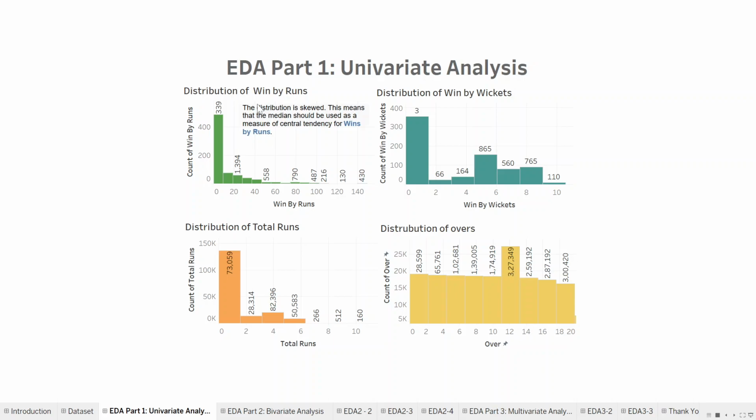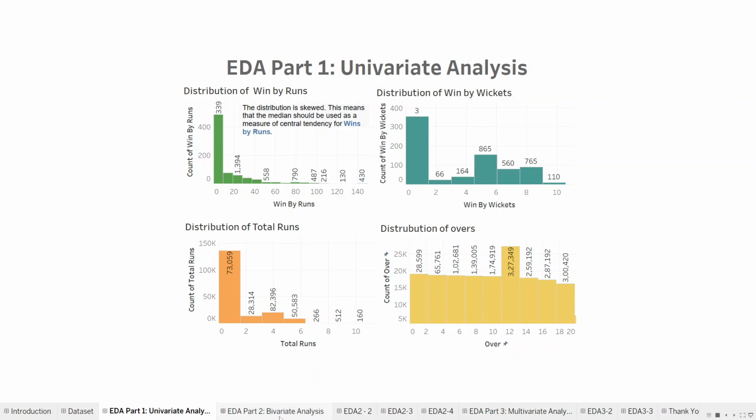So the first one is distribution of win by runs. So here you can see that I have analyzed it with the histogram, and I have observed that the distribution is skewed here. And this means that the median should be used as a measure of central tendency for win by runs. So that's one annotation which I have added. The second one is distribution of win by wickets, and finally distribution of total runs and distribution of overs. So histograms are very good if you want to analyze the distribution of any single variable.